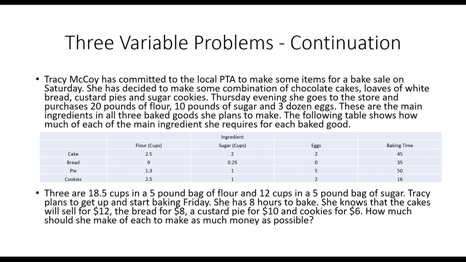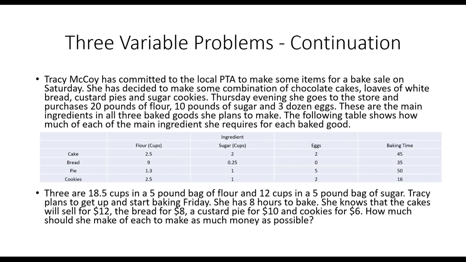So we see already that we have to translate the 20 pounds of flour to 74 cups of flour. We repeat the same process with sugar. We see that she has 10 pounds of sugar, which is actually 24 cups. And 3 dozen eggs is, of course, 36 eggs.